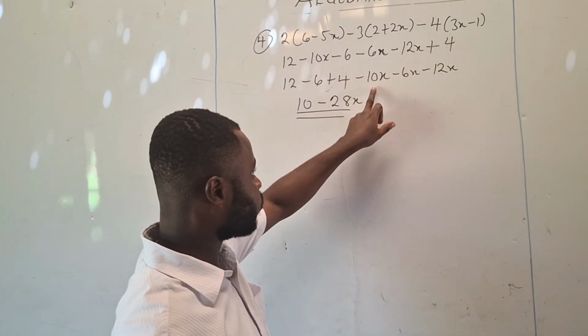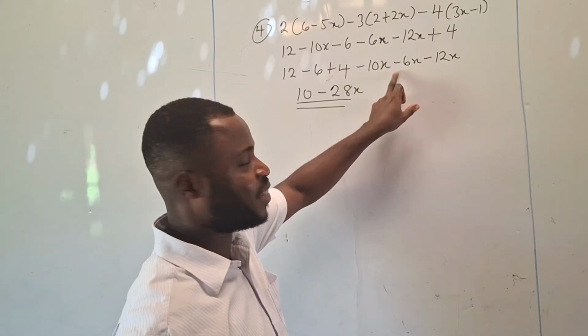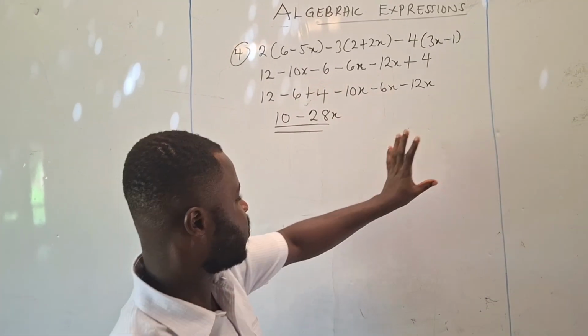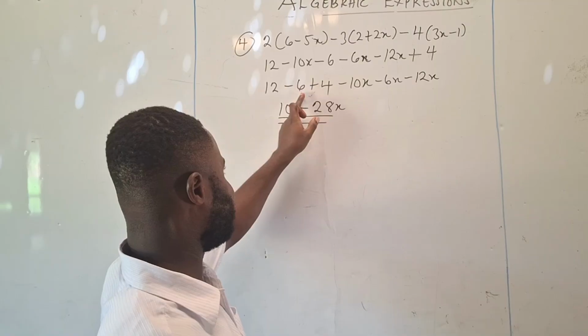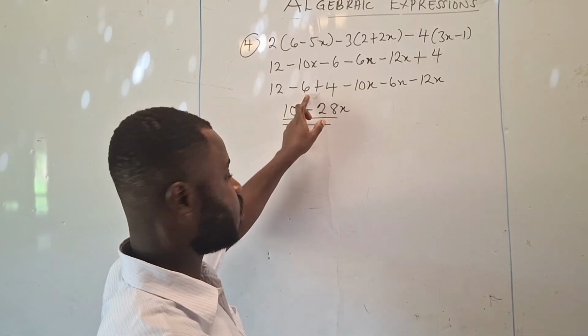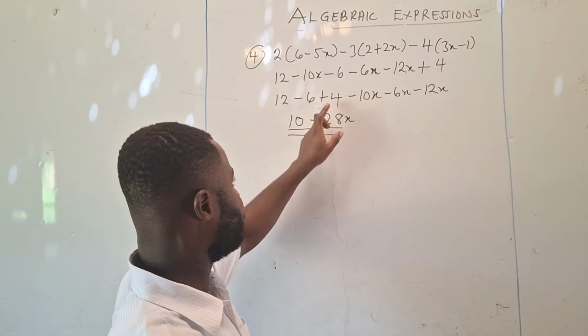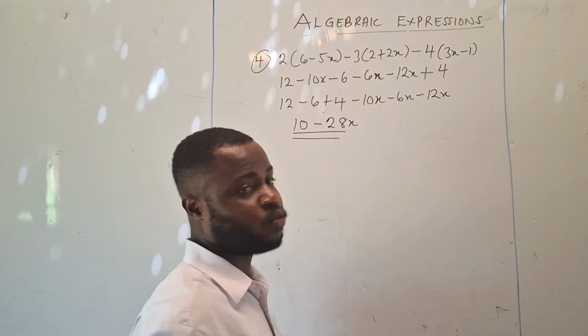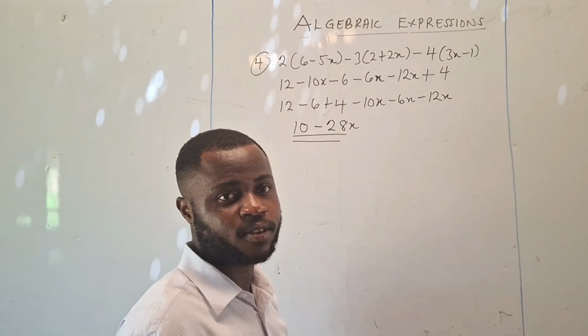So be careful when you are subtracting numbers. Negative 10x minus 6x, so always be careful with the sign. Here 12 minus 6 will give us 6. Positive 6 plus 4 is 10. Then minus 10x minus 6x minus 12x, so this one will give us negative 28x. Let's take the next question.